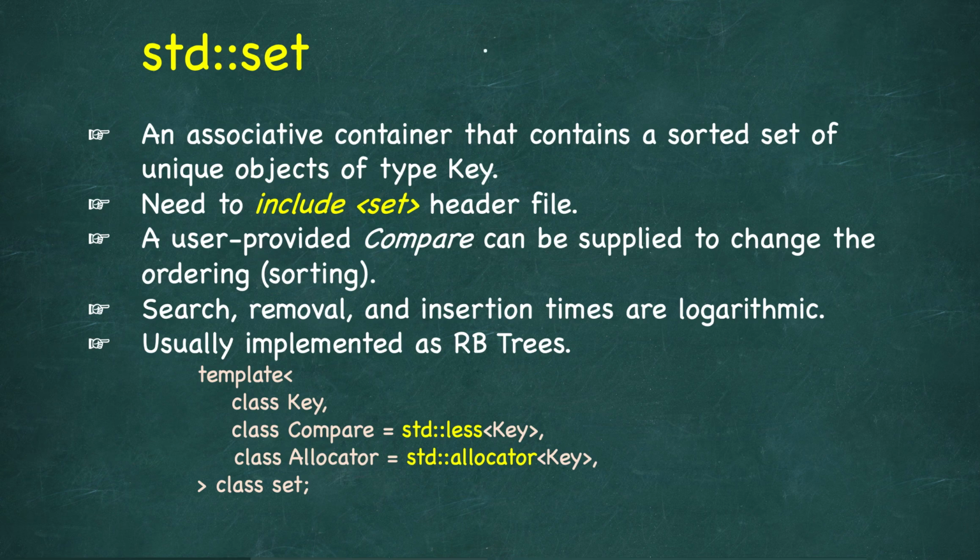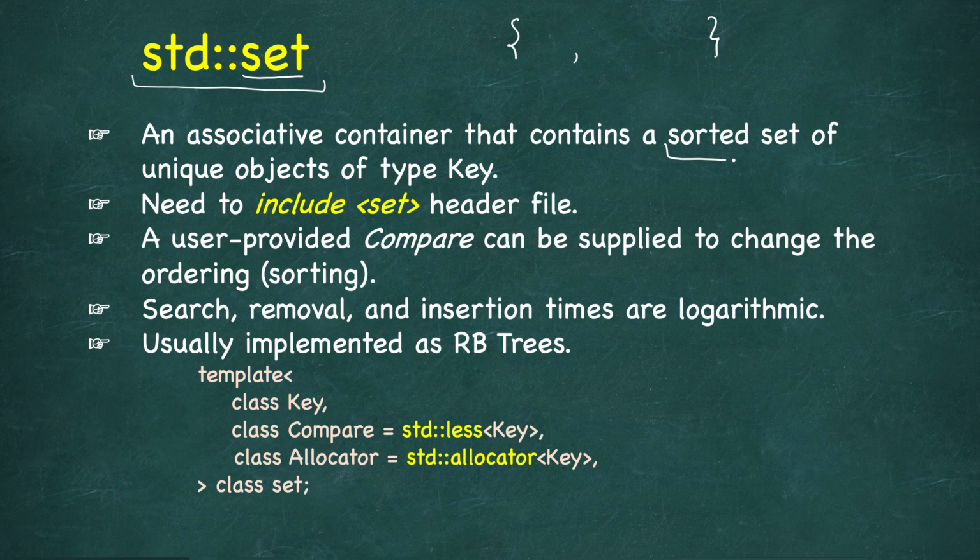So in terms of mathematics, a normal set is a group of elements which does not allow duplicates. Similarly, in C++ also, this set will not allow duplicates. We have another version of this called multiset, which allows duplicate keys. So let's study this normal set. It contains a sorted set of unique objects.